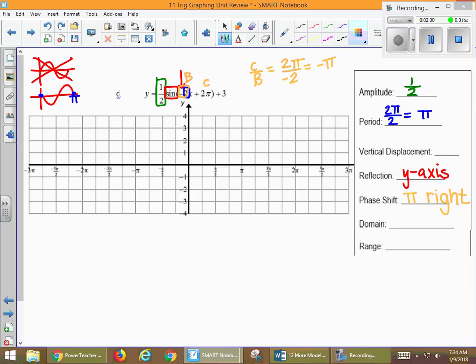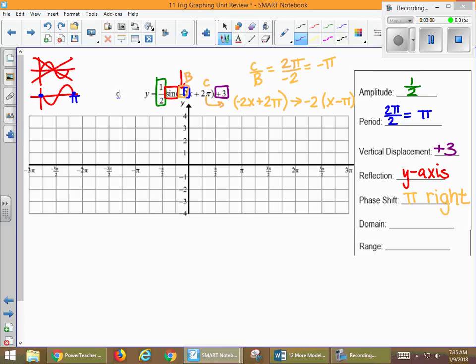Remember, when we get negatives there, when we're working with transformations left and right, that's a phase shift to the right. The other way, it's kind of easy to think about this one in terms of factoring. You have -2x plus 2 pi. To think about that one in terms of factoring, you would factor out the -2 and end up with x minus pi. So you can think about that either way. All right, the last thing is our vertical displacement. Our vertical displacement here, we have a +3, so it's going to be up 3.